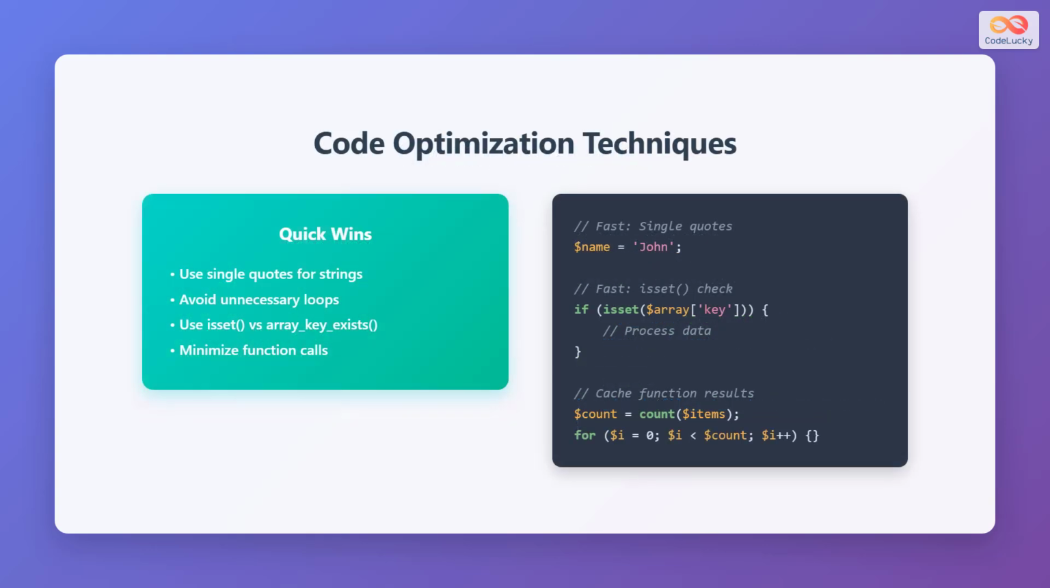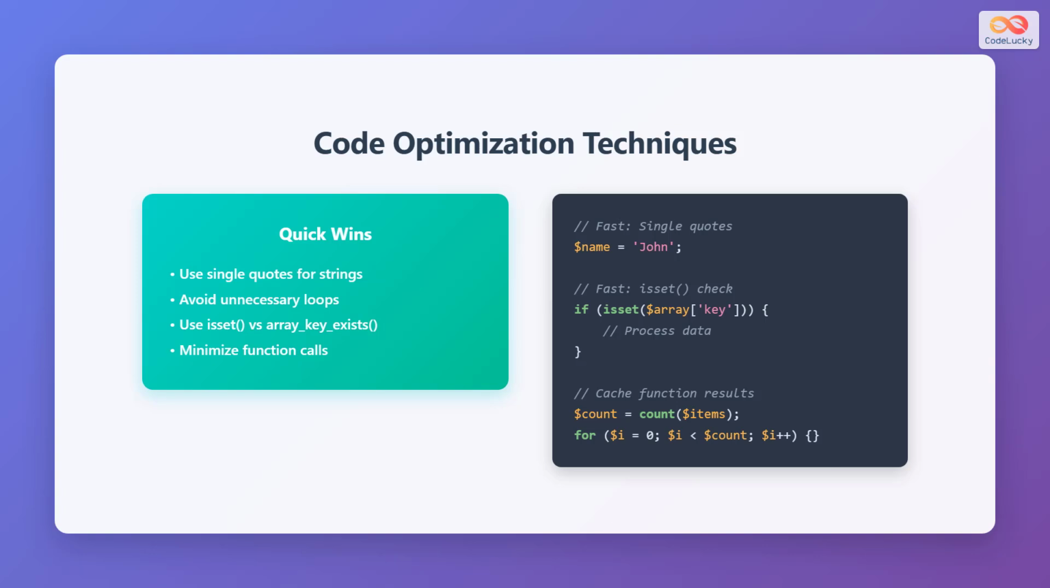Optimizing your PHP code can lead to significant performance improvements. Some quick wins include using single quotes for strings, avoiding unnecessary loops, using isset() versus array_key_exists(), and minimizing function calls. Here are some code examples.